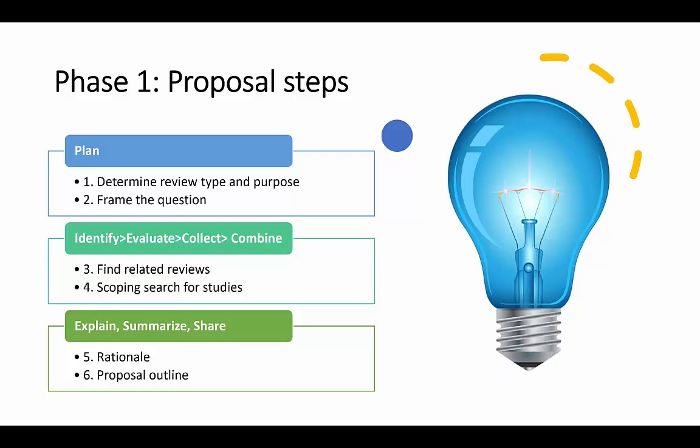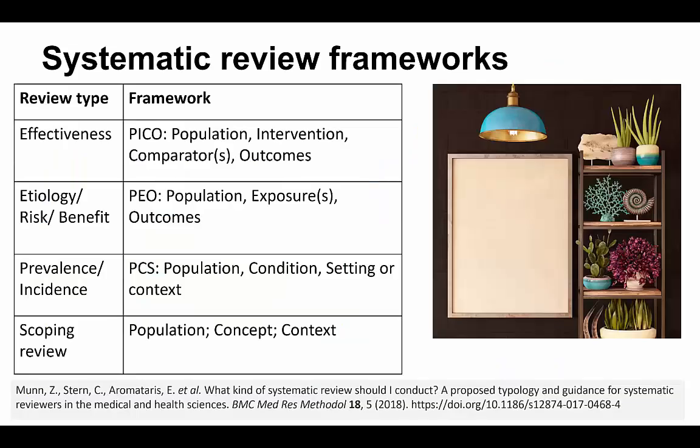So last time when we were going through the proposal, we talked about the planning phase where you're figuring out which review type to do, you're framing the question, looking at related reviews, probably want to do a scoping search, kind of get an idea like how many are out there, and then figure out what's the rationale for doing this. So I just have a few slides, a kind of summary on that.